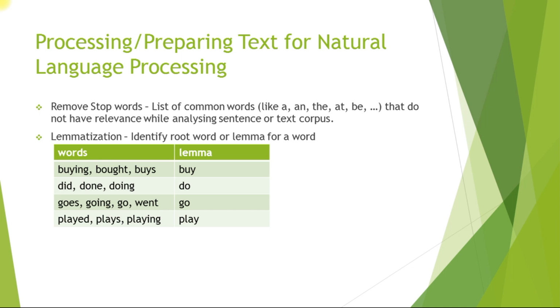Lemmatization is an important concept in natural language processing. It's all about identifying the root word for a word, or rather they're called lemma. For example, for buying, bought, buys, the lemma is buy. For did, done, doing, the lemma is do. For played, plays, playing, the lemma is play. So we need to identify the lemma of the words used, and this lemma should be used while doing natural language processing.